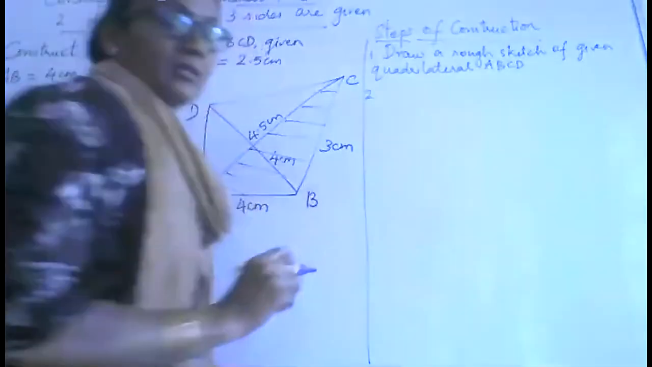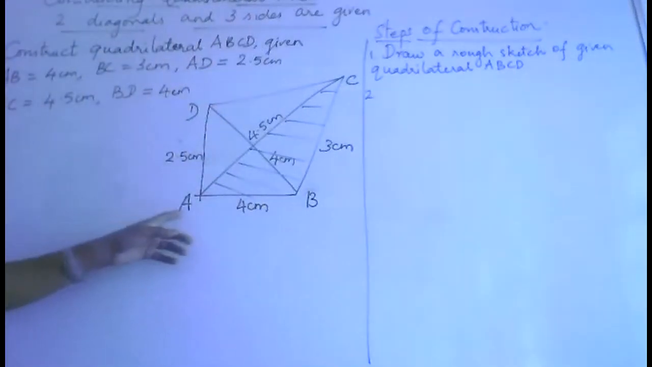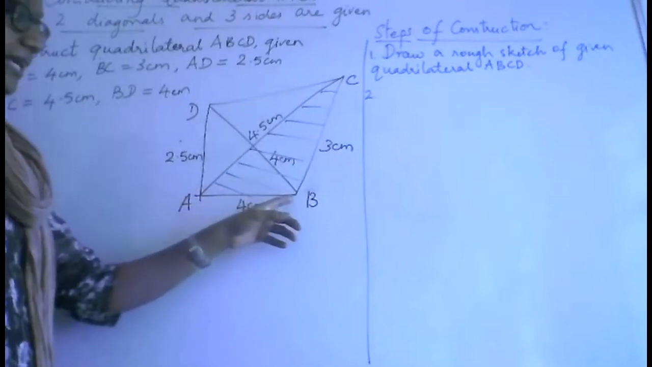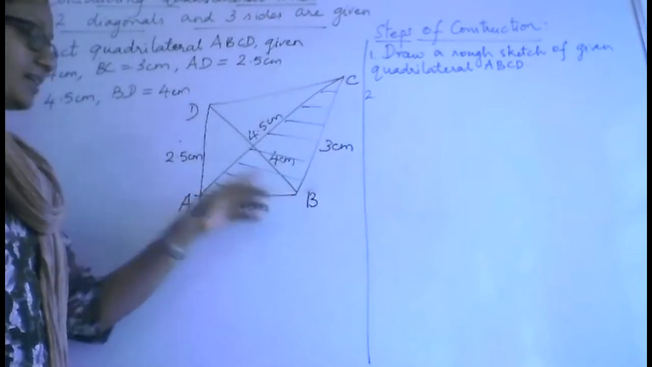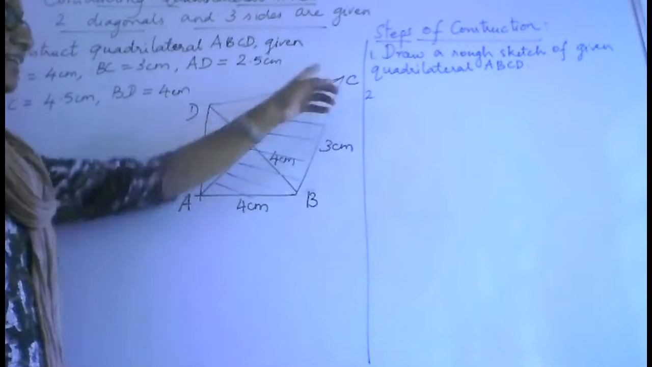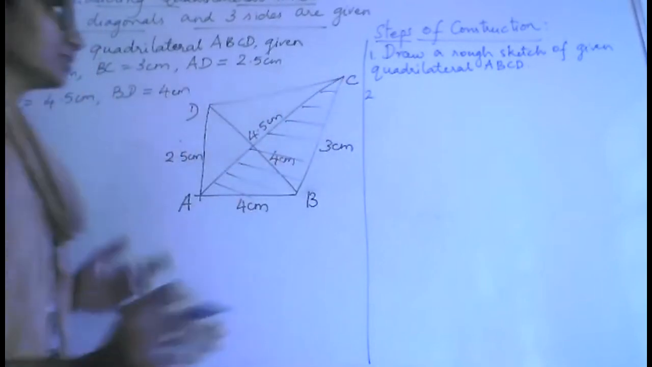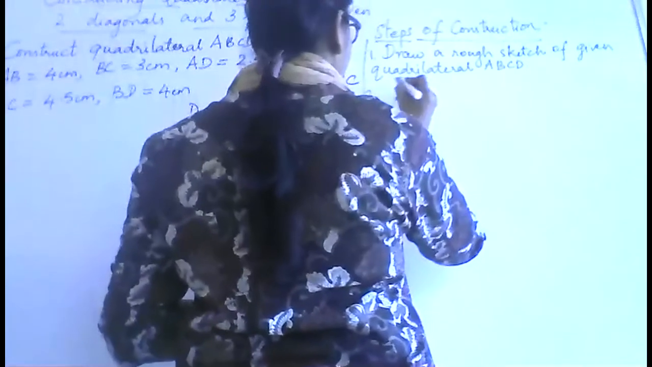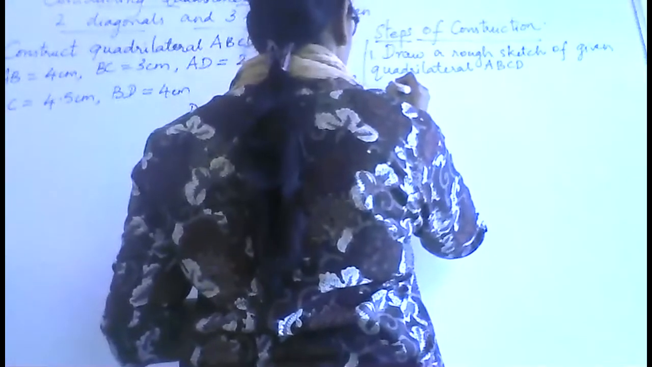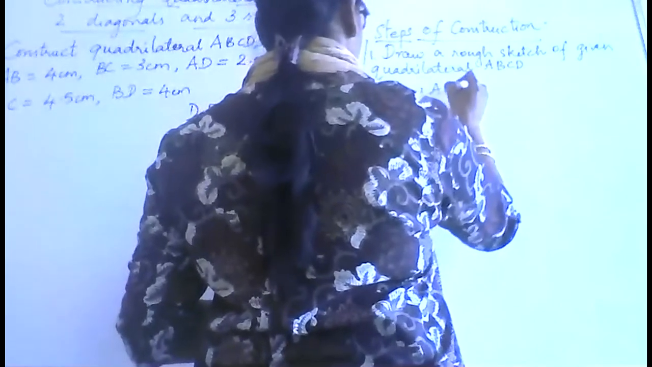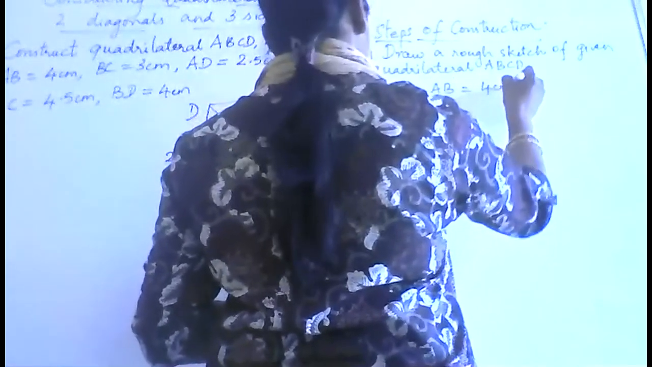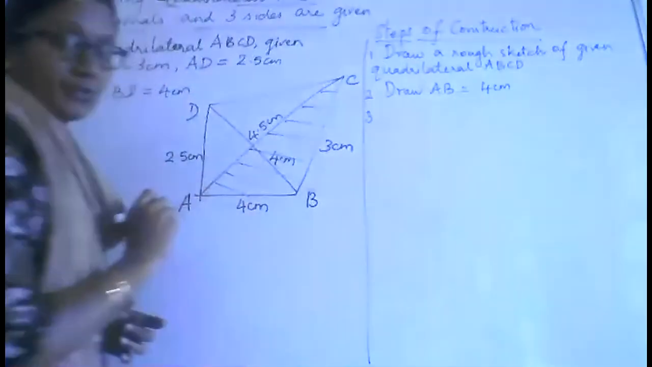Second step. So what was the second step? You had to construct the triangle ABC, for which you have drawn AB as 4 centimeters, then with A as center and radius 4.5 centimeters you have cut an arc. So I can say, draw AB equals 4 centimeters. The segment is ready. That will become the base of your triangle.